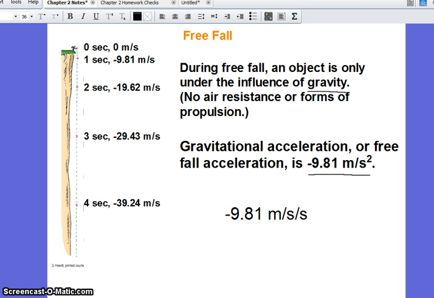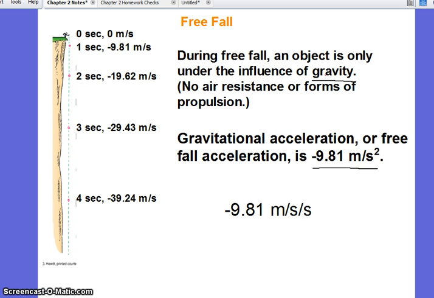And so we can see that in the visual over to the left, that if we start at 0 meters per second, after 1 second, our velocity has gone down by 9.81 meters per second. Now the negative just means it's moving downward in this case. After 2 seconds, it's gone down by 9.81 meters per second more. So now it's 19.62 downward.